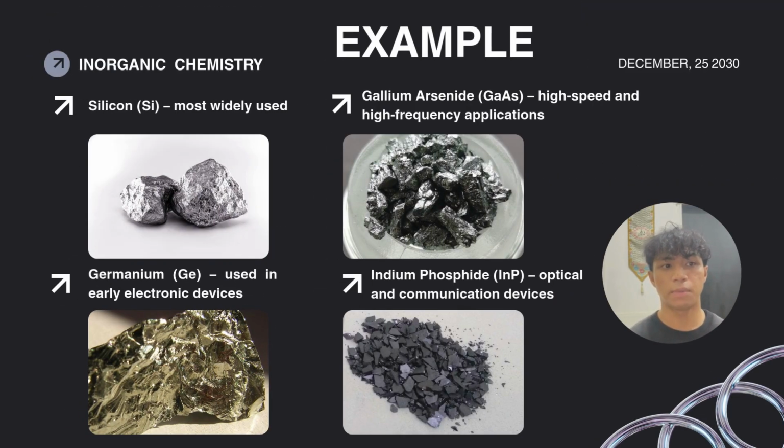So next, examples of compounds for semiconductors. The first one, silicon, Si. For this generation, it is the most widely used. Second, germanium, Ge. It was used in early electronic devices, in the 80s or 90s. The third one, gallium arsenide, GaAs. It has high speed and high frequency applications. And the last one, for example, indium phosphide, InP. They are used in optical and communication devices.